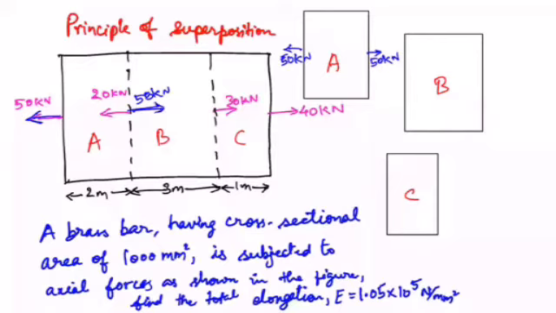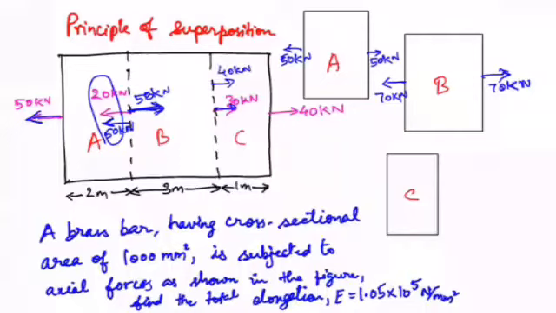So if I have a 50 kilonewton force towards the right, then there will be a 50 kilonewton force towards the left also, and this is a reaction actually. So this means that totally I am getting 70 here. So section B will experience 70 kilonewton force towards the left. So this end also should experience 70 kilonewton, but I just have 30 kilonewton here, which means I have to add another 40 kilonewton. So adding this I'll get 70 kilonewton.